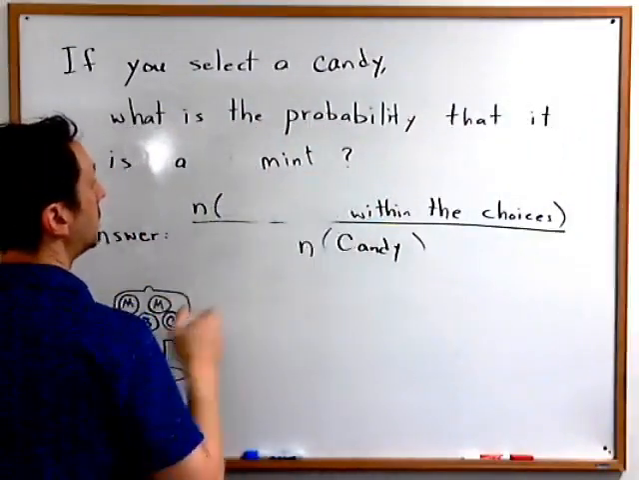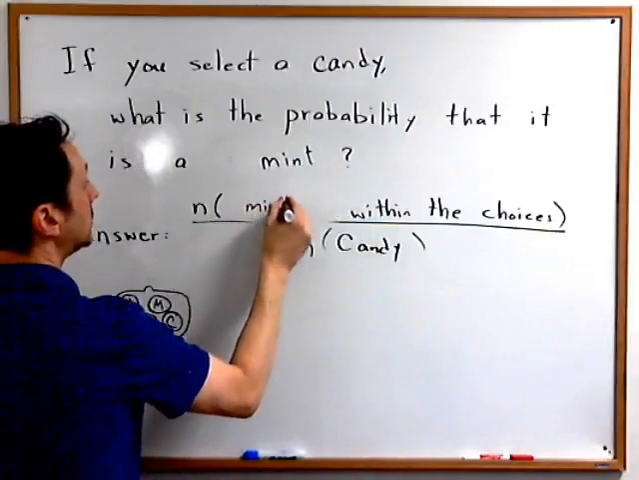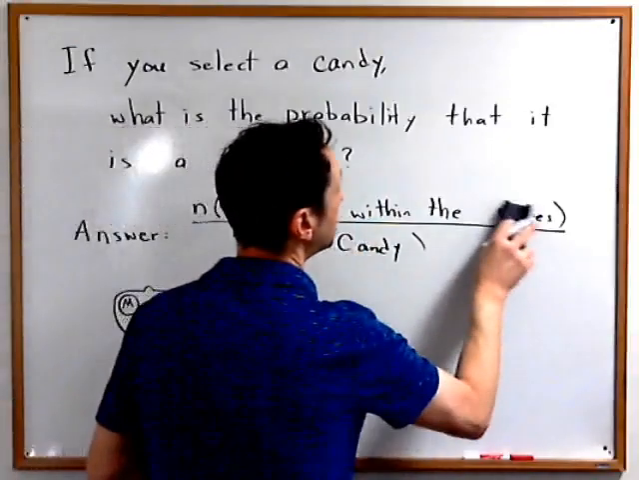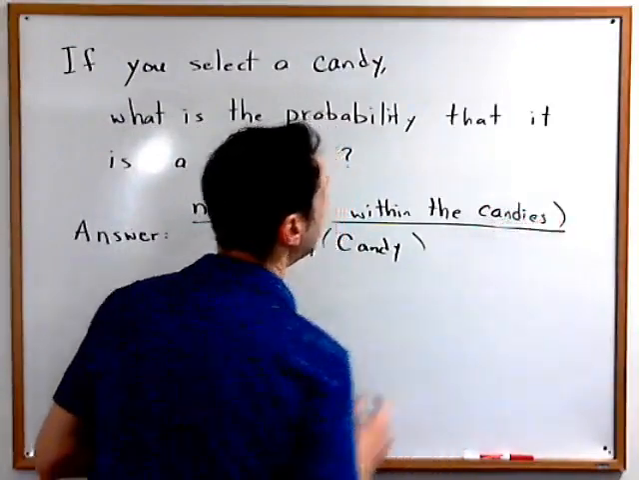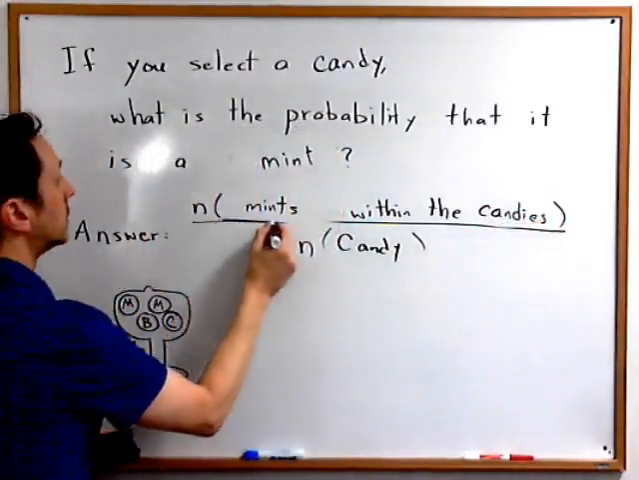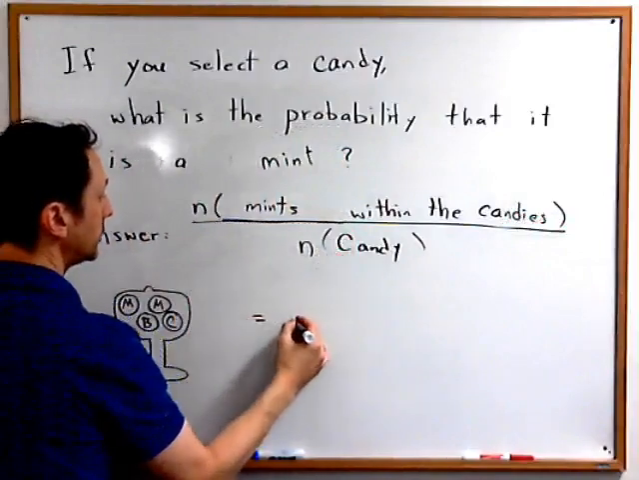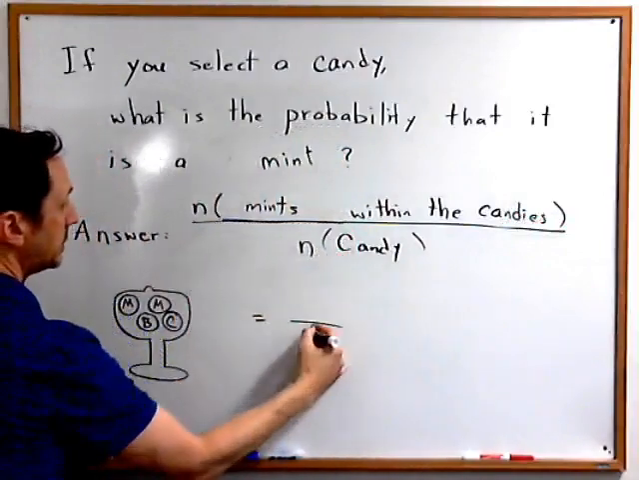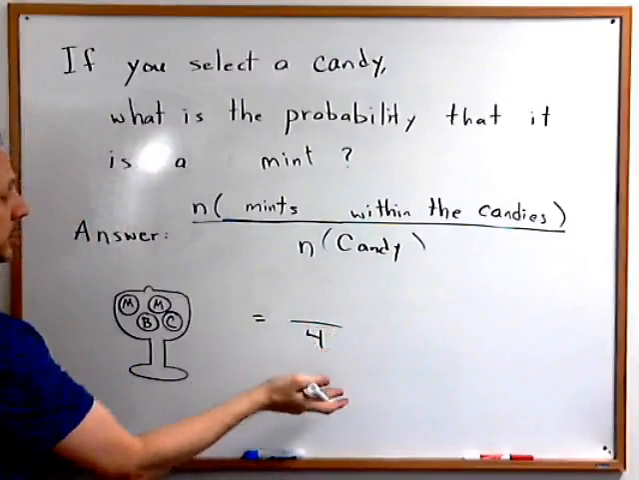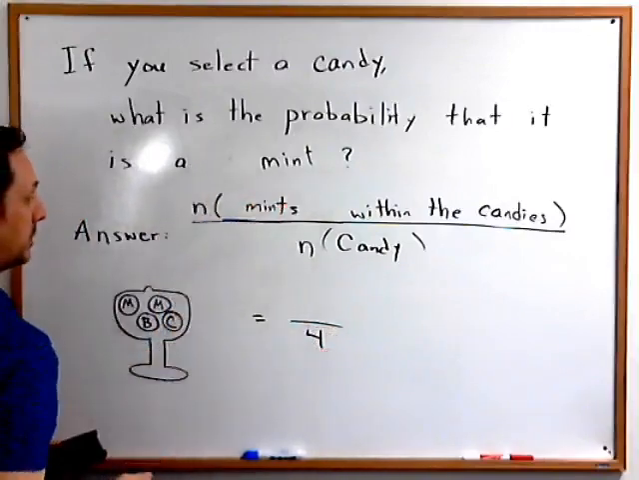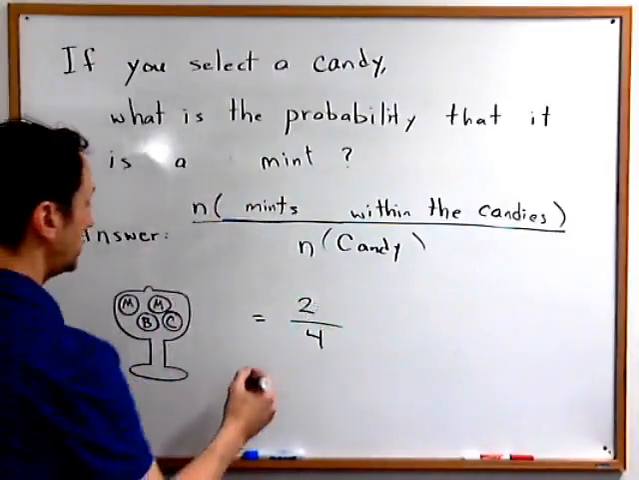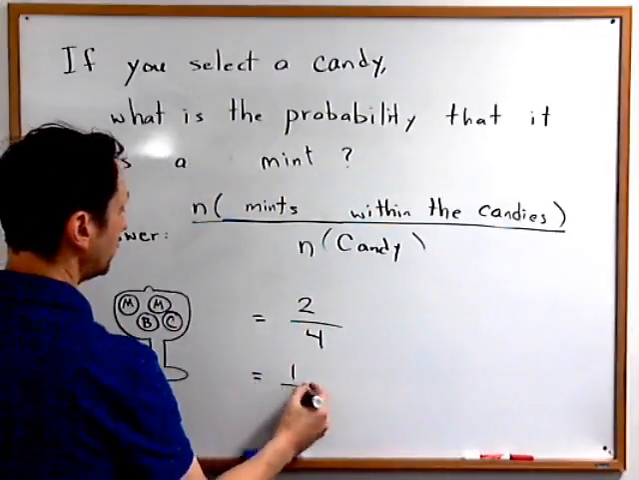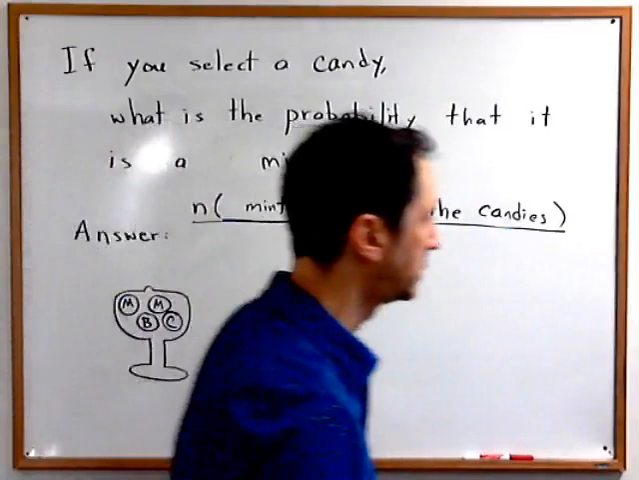So now we have to count the mints within these candies. It's usually easier to set up the denominator first. How many candies are in the dish? 4. And out of those 4 candies, how many of them are mints? 2. So the probability here is 2 out of 4, which of course reduces to 1 over 2.